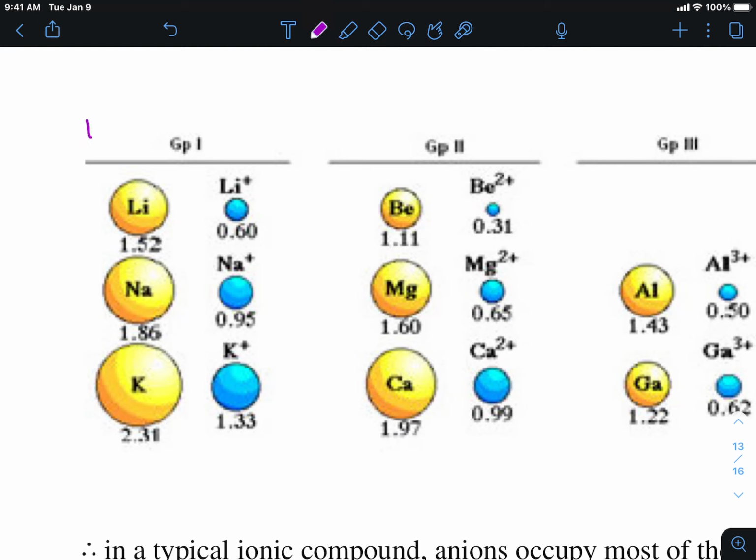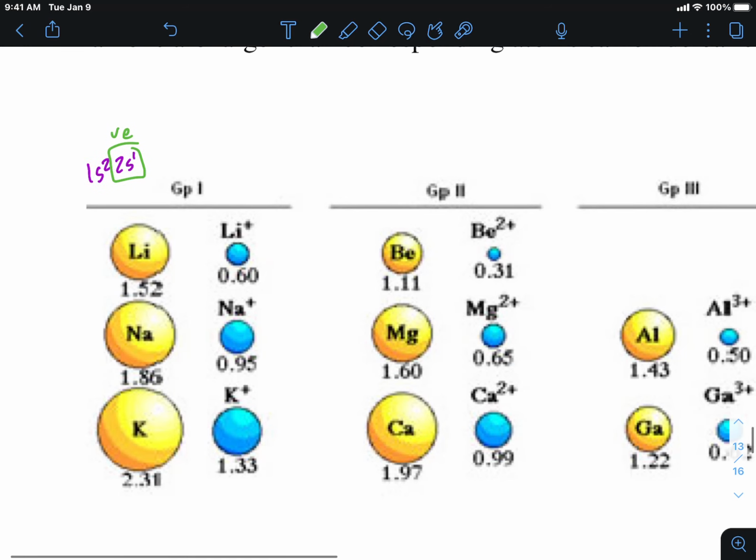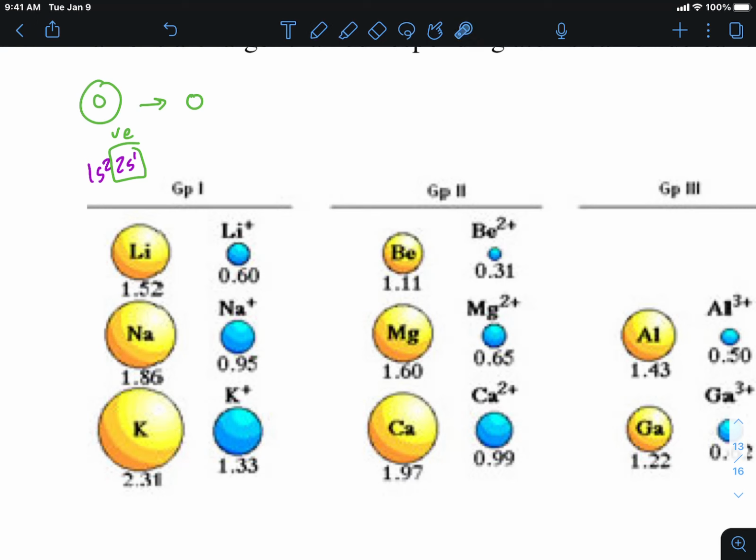Well, lithium was 1s2, 2s1. And so its valence electron is this guy. Right? And valence electrons are the electrons that can be removed. So when we lose that second energy level, it's like going from this to this. So cations get smaller, right? They lose energy levels typically. And we can make the same case for sodium, for potassium, for anything down in this family.